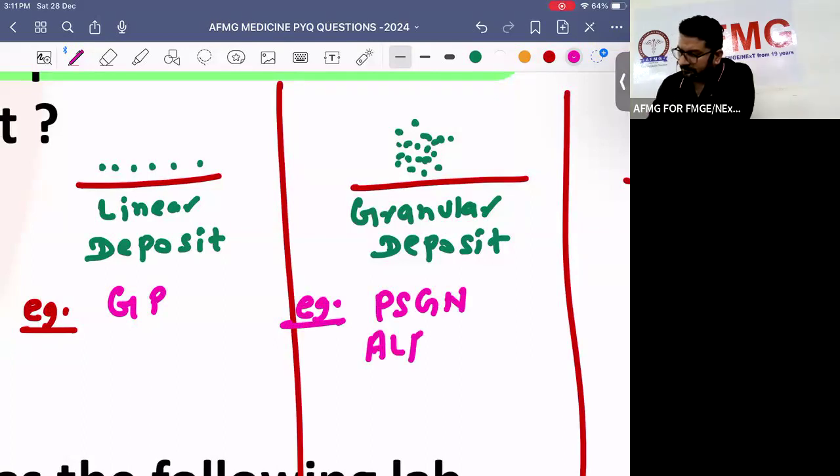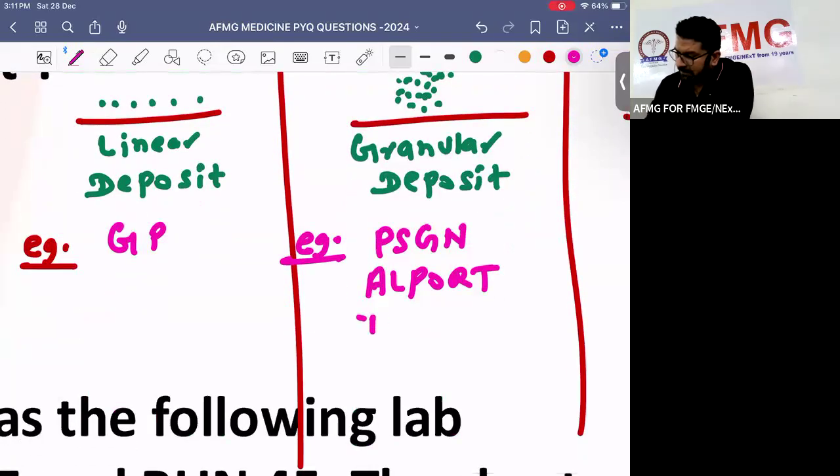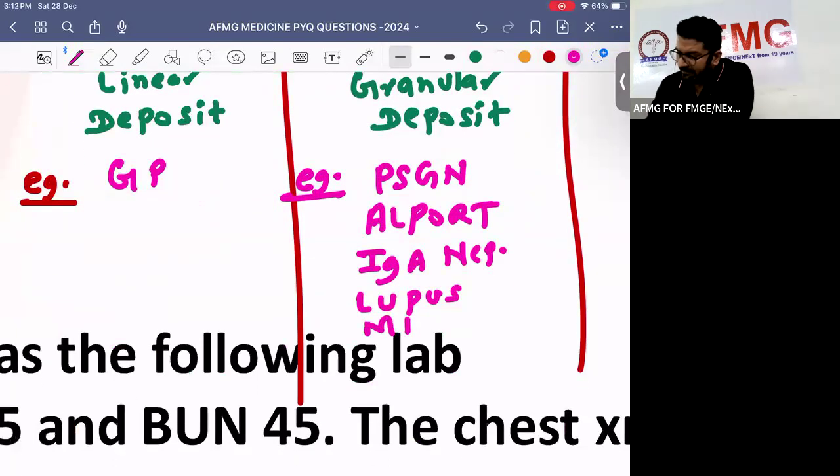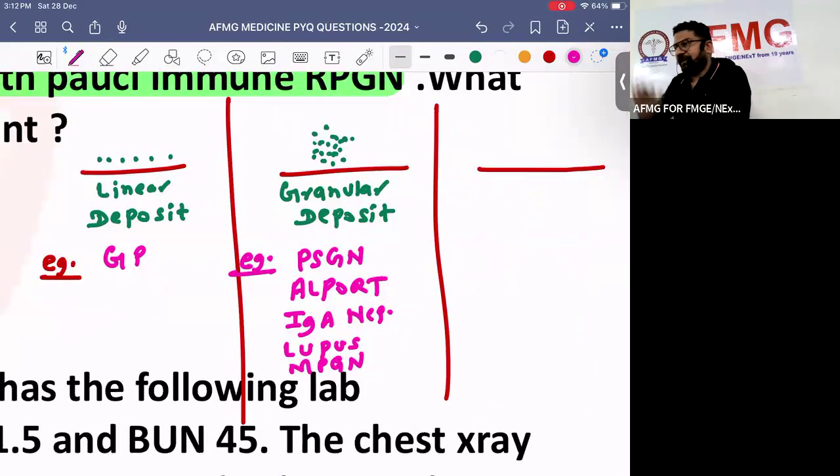PSGN, Alport, IgA nephropathy. Then what do we have? We have lupus nephritis or SLE nephritis and MPGN. Means all other nephritic syndromes, if they are converting, we call this granular deposit.